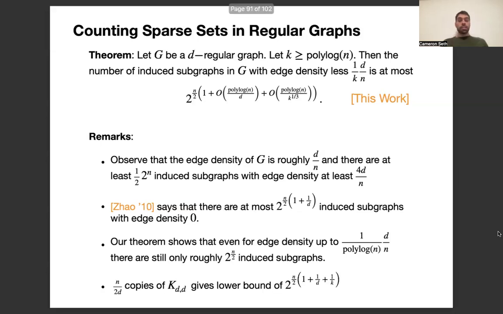In fact, this exact same example that gave the lower bound for the independent set case gives a lower bound here, and it illustrates that there should be some dependence on d and k in this form. So ours is by no means tight, but it demonstrates that there should be some sort of expression that has some k and d dependence.